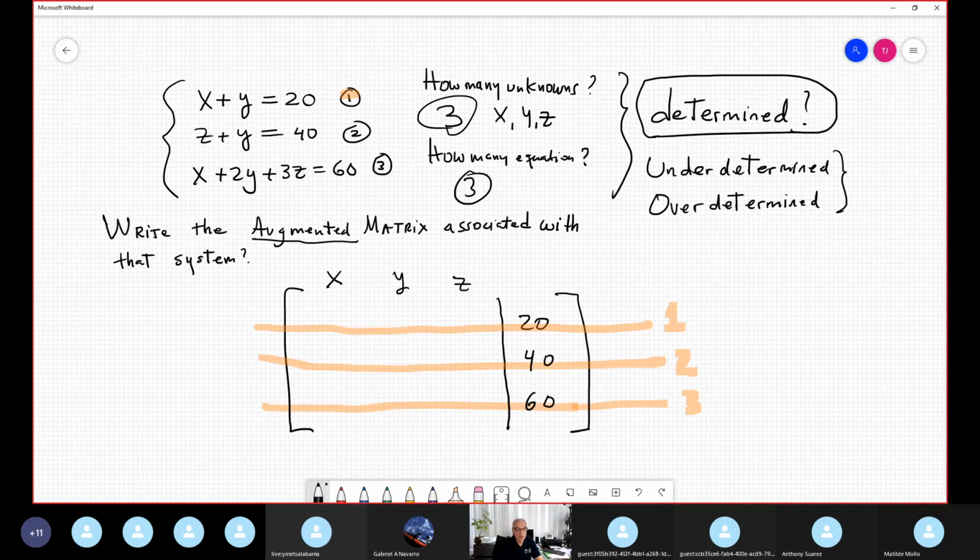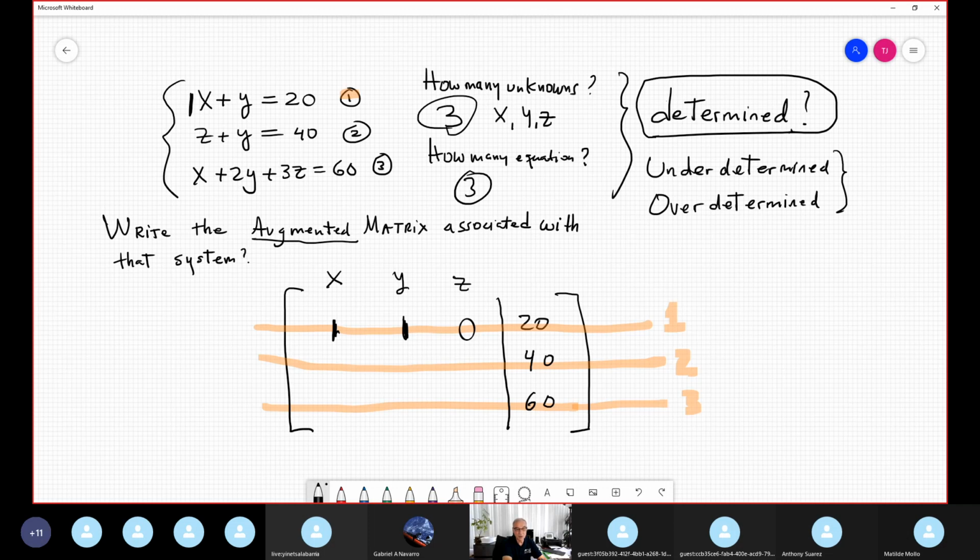What is my first equation? X plus Y equals 20. There is a 1 here, because the coefficient of X is 1, and the coefficient of Y is 1, and Z is missing. Z is missing, so it is 0. Do you understand this?